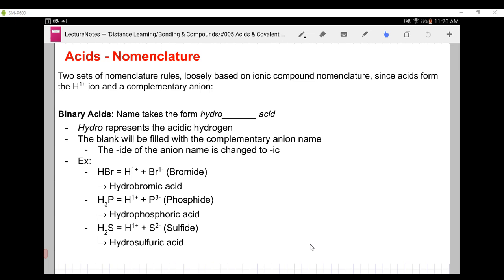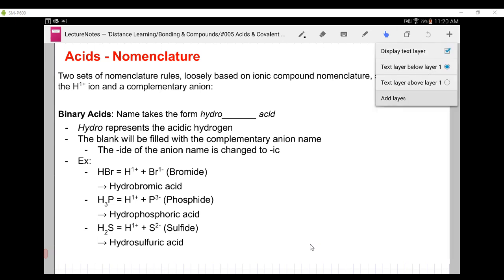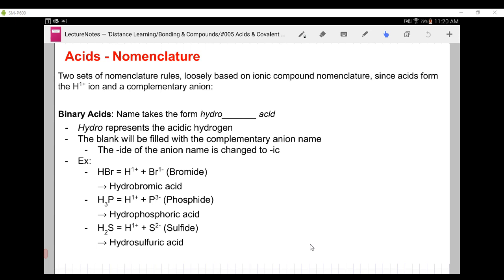Now, usually those anions we had been ending with IDE for ionic compounds, but because this is an acid, we're going to have a different ending on that. We're going to make it end in IC instead.